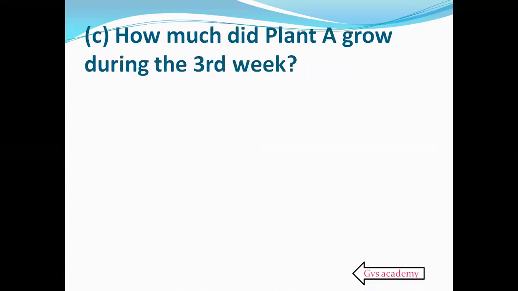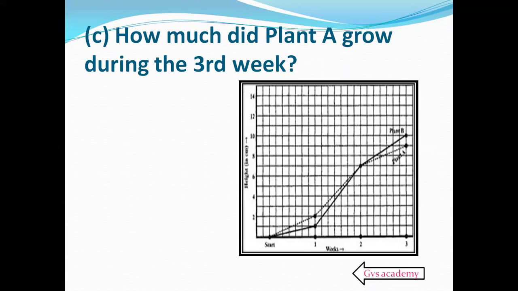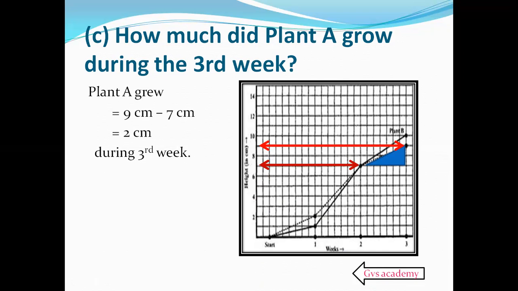Next one: how much did plant A grow during the third week? In the third week alone, we are going to see how much plant A has grown. In order to see this, we have to compare with the previous week. Now this is the height at the end of the third week, compared with the previous week. Here it is 9 centimeter and here it is 7 centimeter. So 9 minus 7 is 2 centimeter. During the third week it has increased by only 2 centimeter.